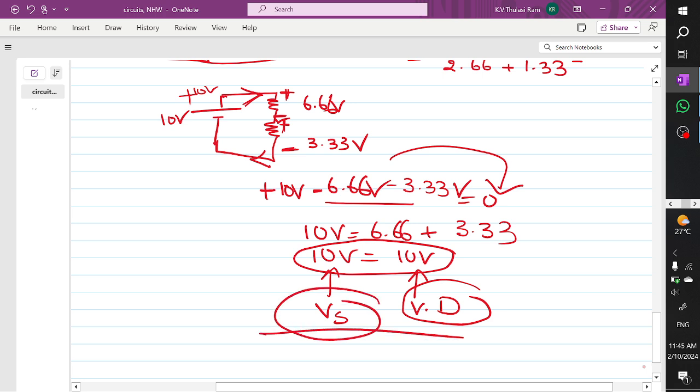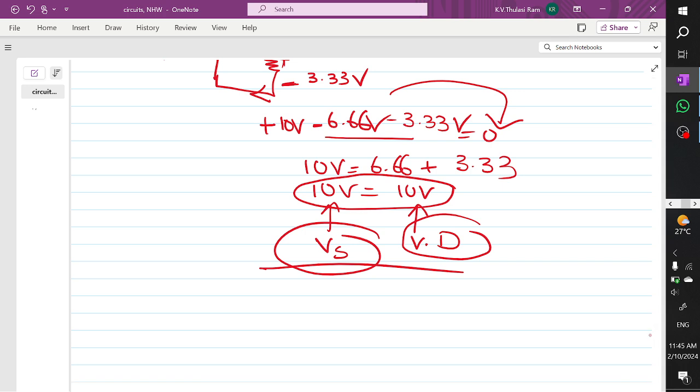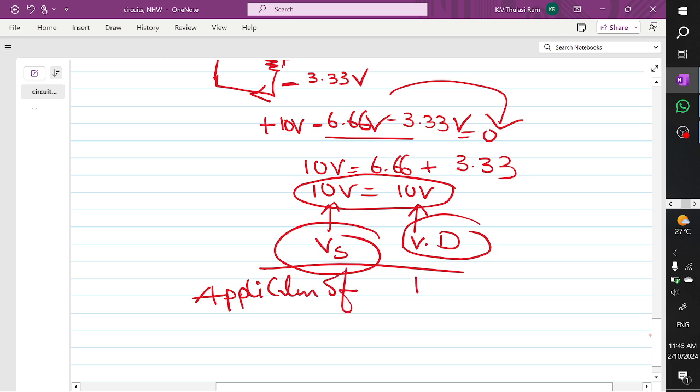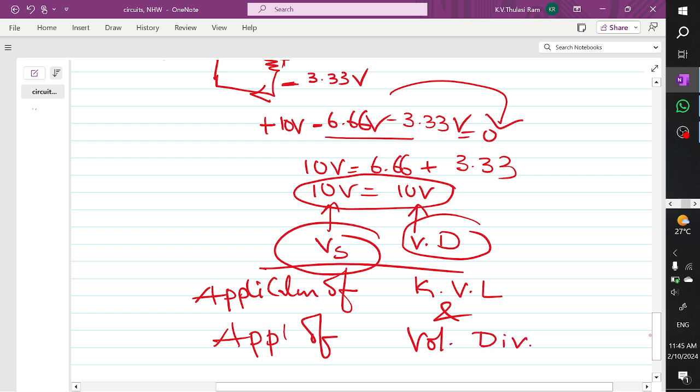So this is how we have the application of Kirchhoff's voltage law and application of voltage division rule.